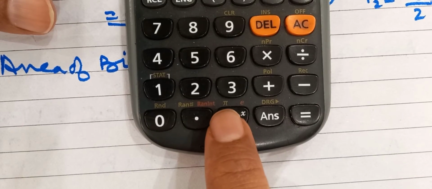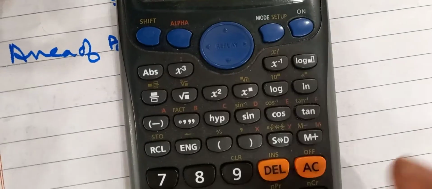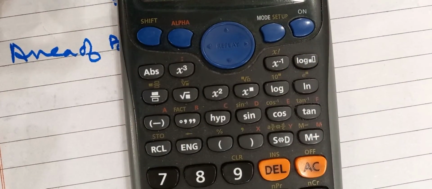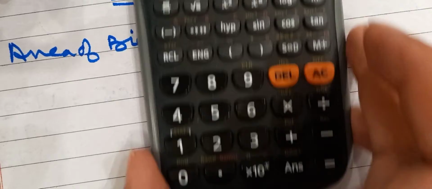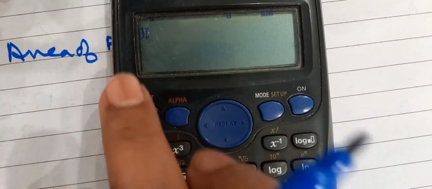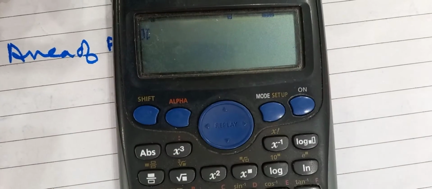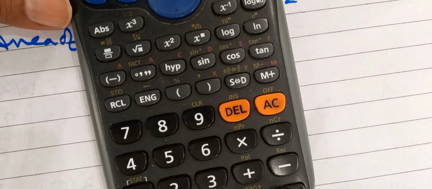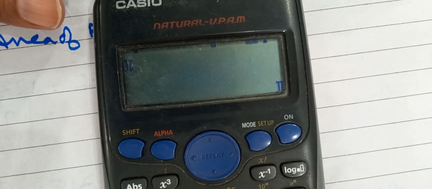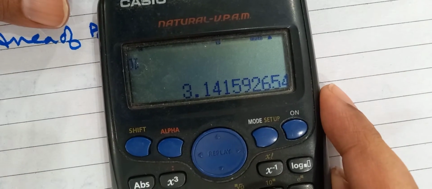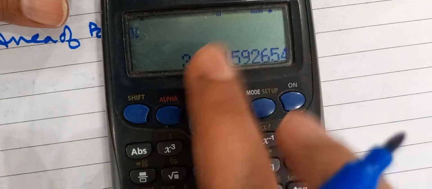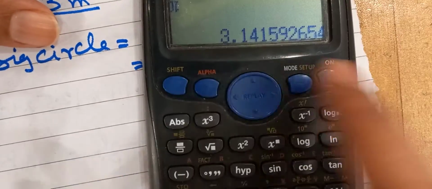Here in this calculator there is an option at the end. Here it is written pi, so I shall use it. I'll have to press shift and then this, so I get pi, and if I press equal to, I get the value of pi. So what am I going to do? This is the value of pi. Now I'm not going to erase this value.